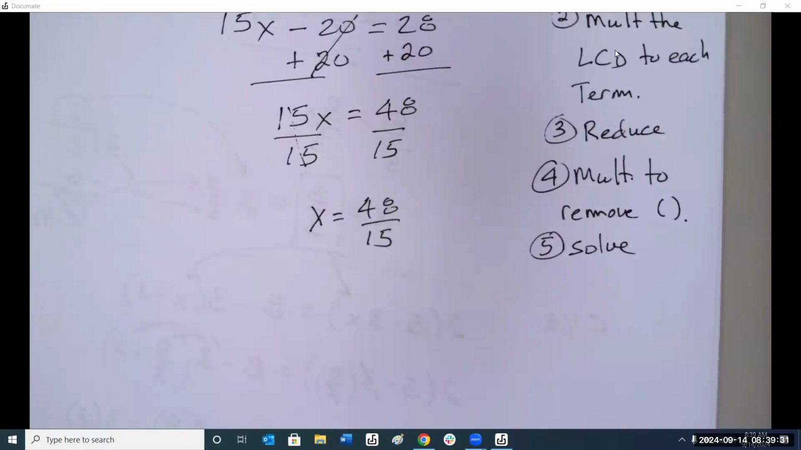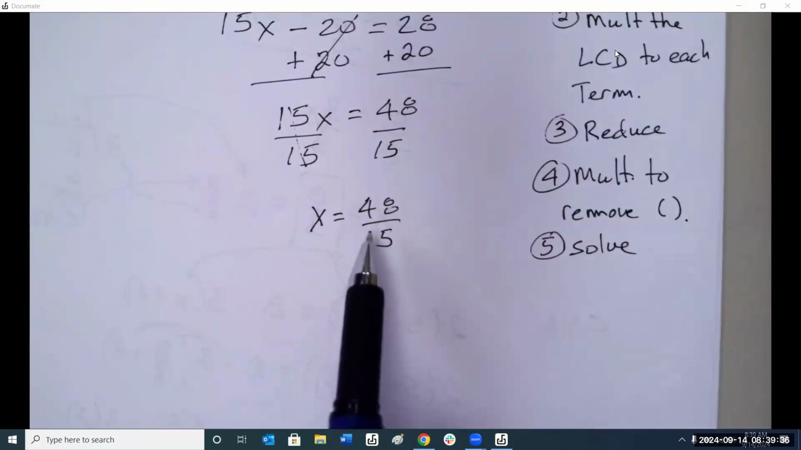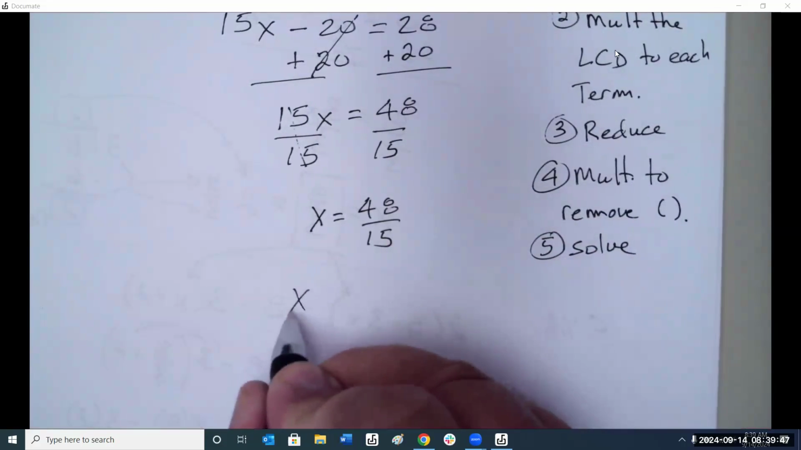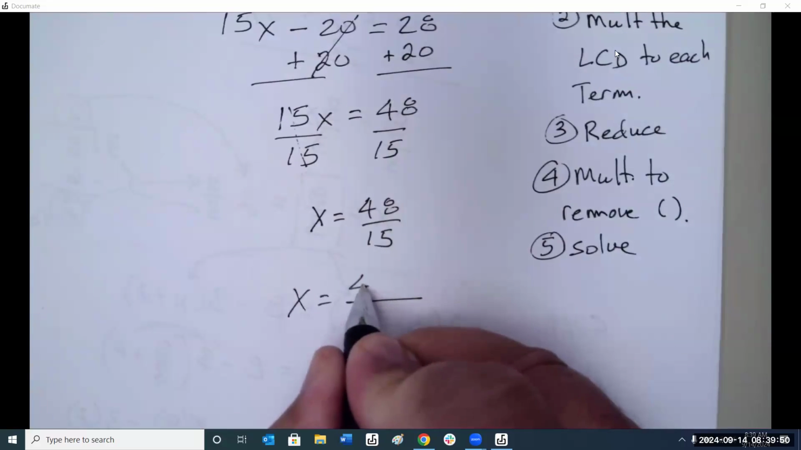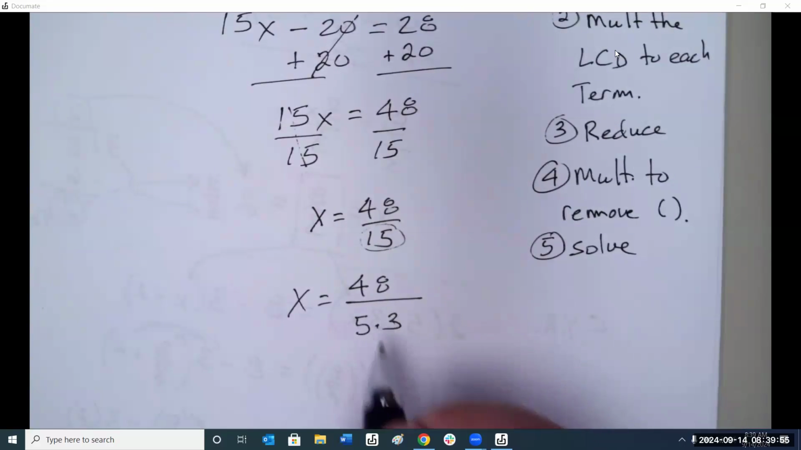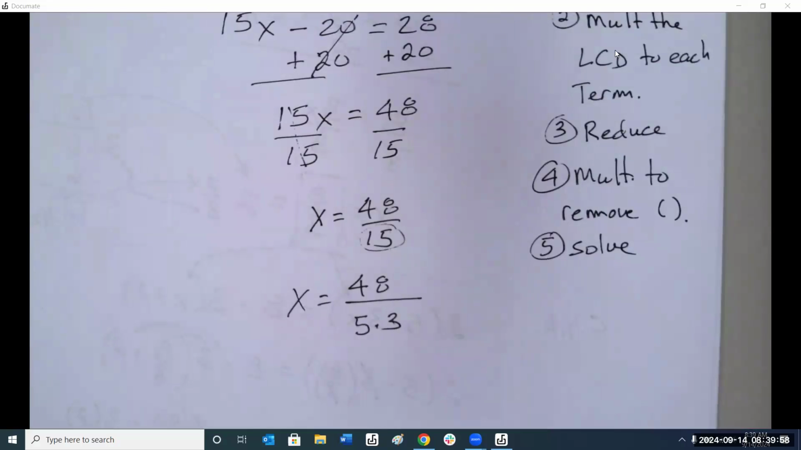This is an improper fraction because the bottom is smaller than the top. You don't have to put it into a mixed number, but you do have to simplify. 15 is made up of 5 times 3. Does 5 go into 48? No, because if it's divisible by 5, it has to end in 0 or a 5. So it's not. How about 3?